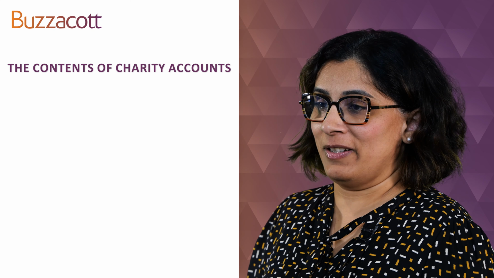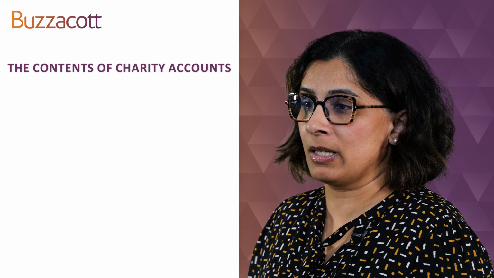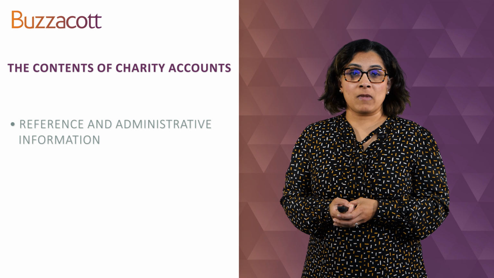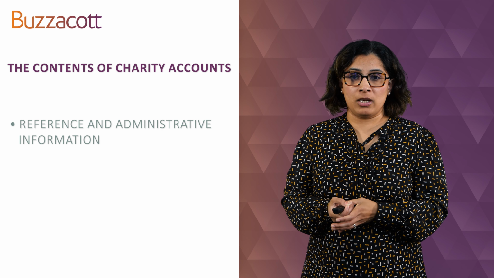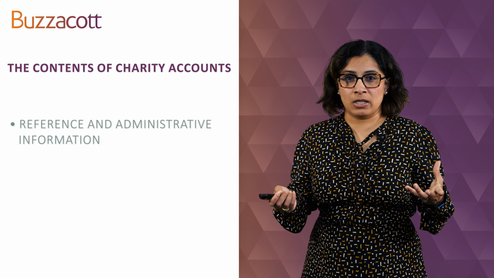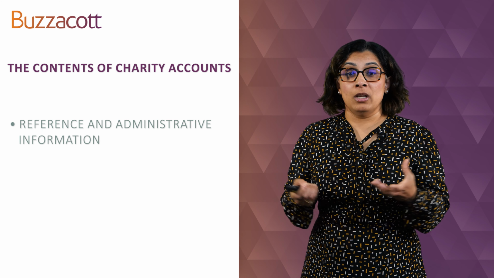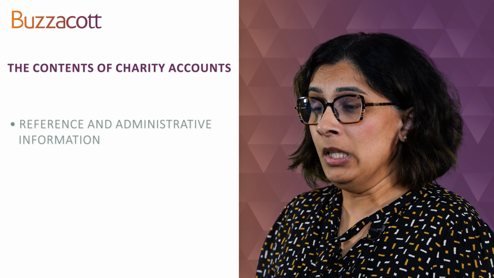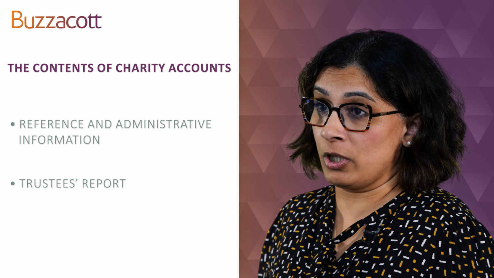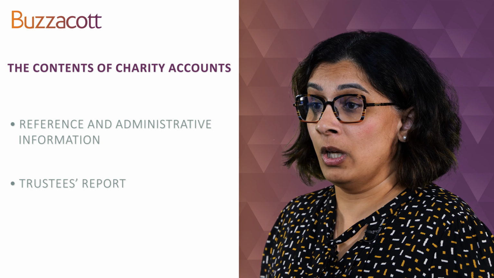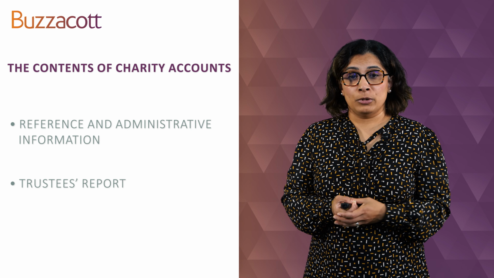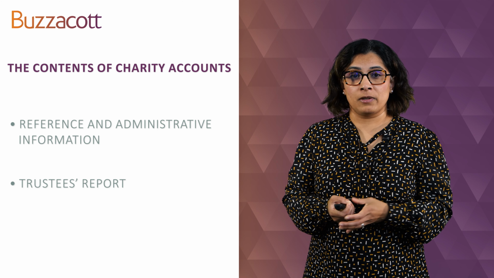Moving on to the contents of the charity accounts, what is it that you would expect typically to see in a set of charity accounts? The first is reference and administrative information. This is typically one or two summarised pages, which will include names of trustees, senior management, details of your bankers, your investment managers, your address, and so on. Then you have the trustees' report, which will include in essence the reporting of your charity's activities in the year, but also certain background information such as structure and governance and so on. This element will be covered in more detail in the later part of this training.